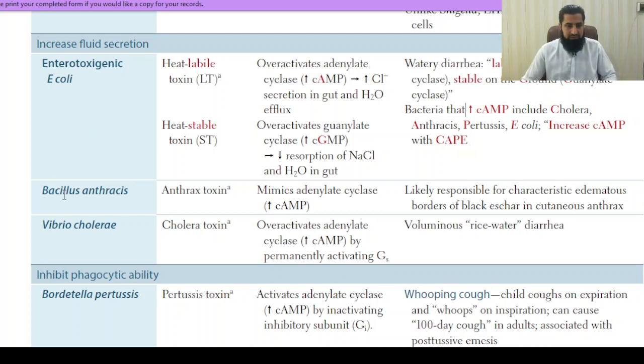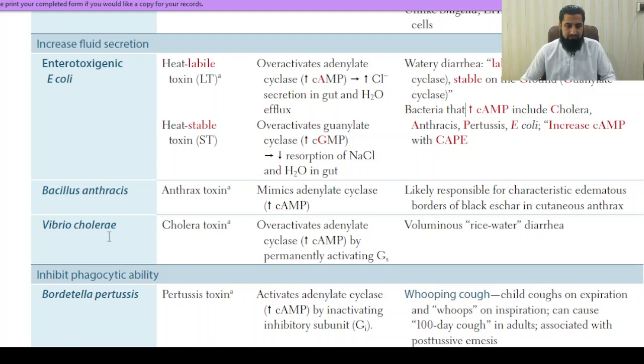Enterotoxigenic E. coli increases fluid secretions. Other bacteria is Bacillus anthracis, anthrax toxins. Anthrax toxins secreted by Bacillus anthracis, and mechanism of action mimics adenylate cyclase, increase cyclic AMP, likely responsible for characteristic edematous border of black scars in cutaneous anthrax.